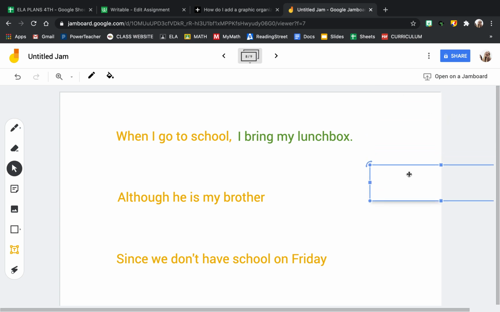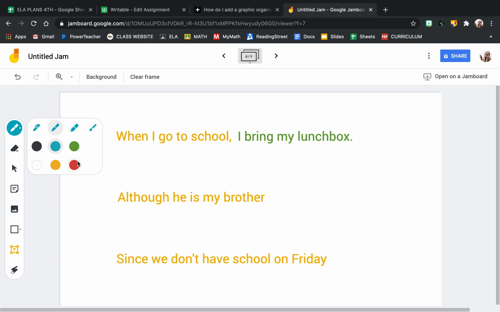So that's independent. Okay. We could identify subjects and predicates here. The subject we already found for this one was I, and the subject in the independent clause is also I. The predicate, go to school, and the predicate in the independent clause is bring my lunchbox. So we have just created a complete sentence. Let's do the next one.